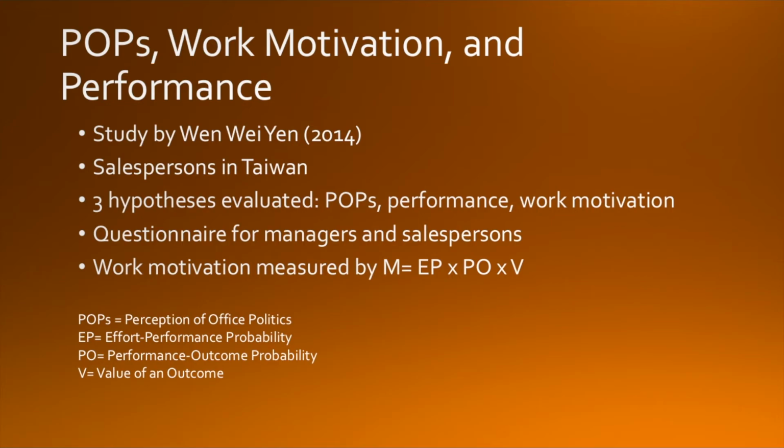Work motivation was measured by this formula here, where motivational force is equal to the probability that effort will increase performance, which is EP, times PO, which is the probability of being rewarded, times V, which is the value of the outcome, which is the commission, the sale.